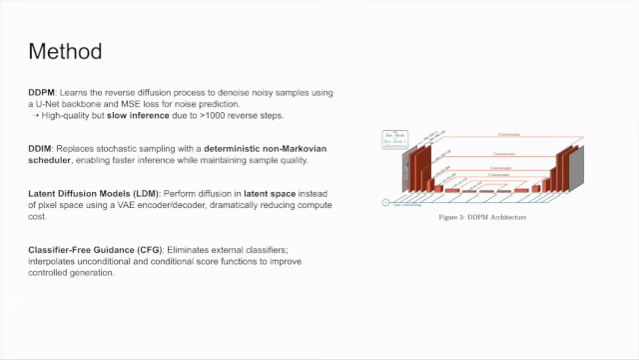Next, we move from operating directly in pixel space to latent diffusion models. By encoding images into a compact latent space using a VAE, we drastically reduce the dimensionality of the diffusion process. Finally, we apply classifier-free guidance, CFG. It lets the model interpolate between unconditional and conditional predictions during inference. This provides much stronger control over what the model generates and leads to better semantic alignment with the intended class.